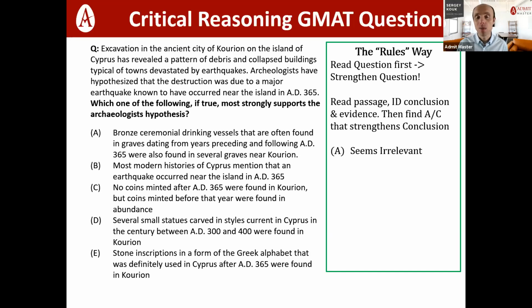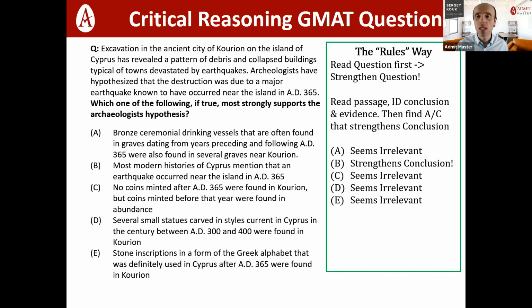How about B? Well, B tells us most modern histories mention there was an earthquake. And we're looking for some additional proof that that earthquake actually destroyed the town. So yes, that looks like it's going to strengthen it. C, D, and E all seem quite irrelevant. And therefore, most people who've learned the rules are going to confidently pick B after about 2 minutes and move on to the next question.